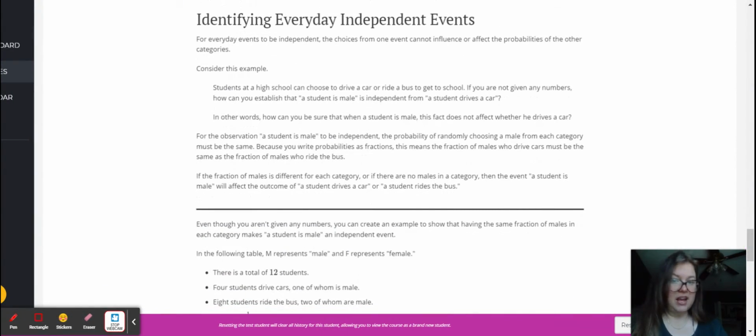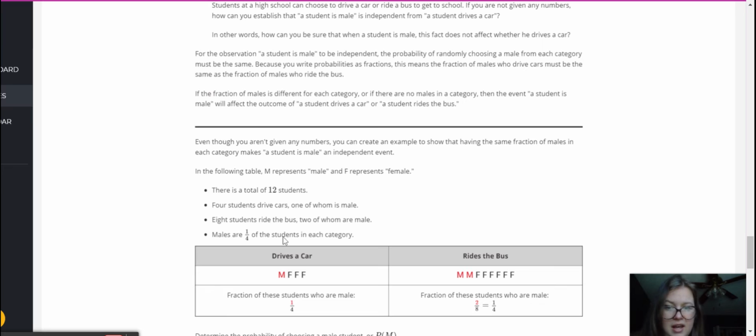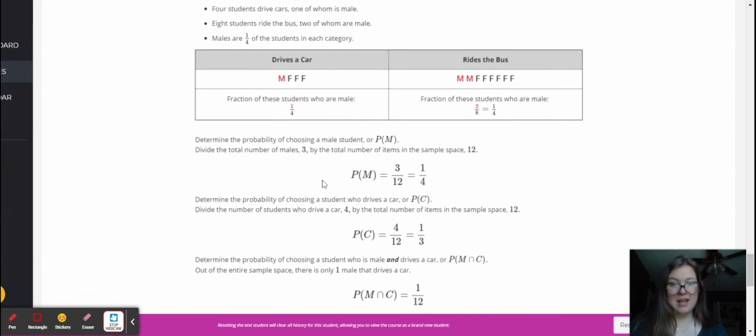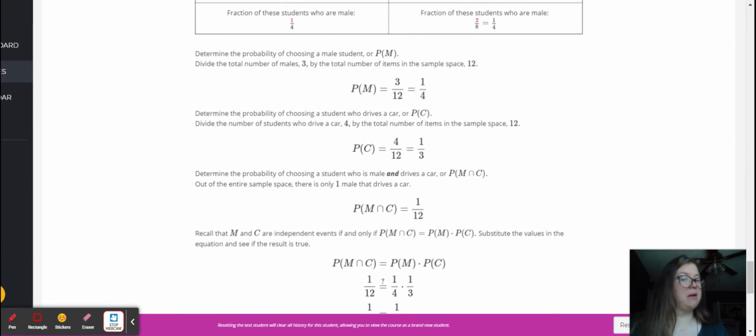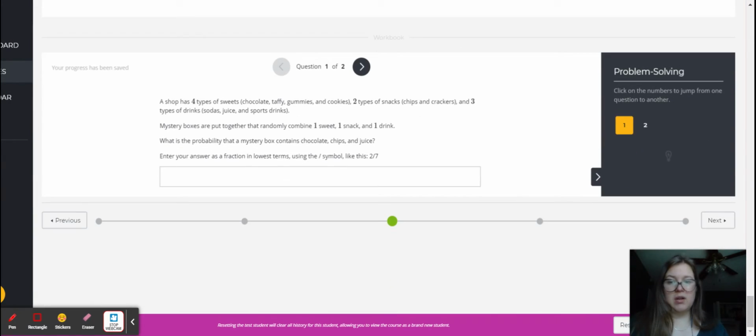And then identifying everyday independent events. So this is one thing that's really important: if the fraction inside something on both parts matches. So here's an example. We want to know, is being a male dependent or independent on whether or not they drive a car or ride a bus? So notice of the people that drive a car, there's 1 out of 4 of them that are male. And then ride the bus, there are 2 out of 8, which reduces to 1 out of 4. So because 1 out of 4 is the same in both parts, that proportion is the same in both parts, that means it is independent. So that means that being a male has nothing to do with that. Okay, so we are going to be doing these.